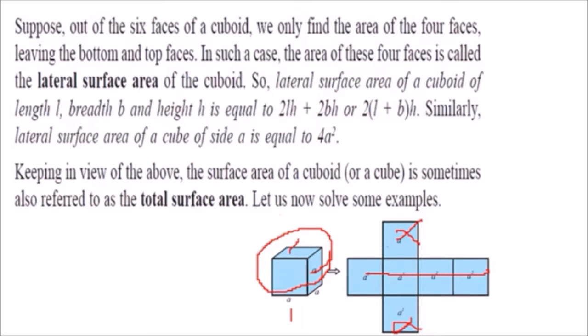So this is called the lateral surface area, and this will be equal to 2 into LH plus 2 into BH, that is 2(L plus B) into H, and if you replace L, B, and H by A, you get 4A square in terms of a cube. So total surface area, you take all 6 faces. In lateral surface area, you take 4 surfaces.